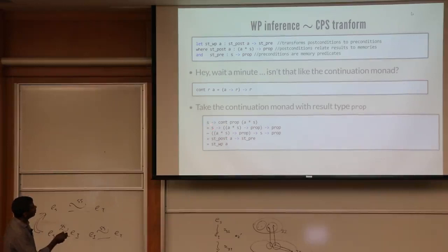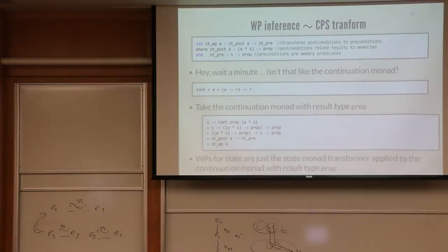This is equivalent to this just by permuting the order of arguments on an arrow. So it's A star S arrow S arrow prop. But hey, that's just what I want, right? That's ST post A arrow ST pre. That's STWP. So the Dijkstra monad is really like the continuation monad. Now one more step.